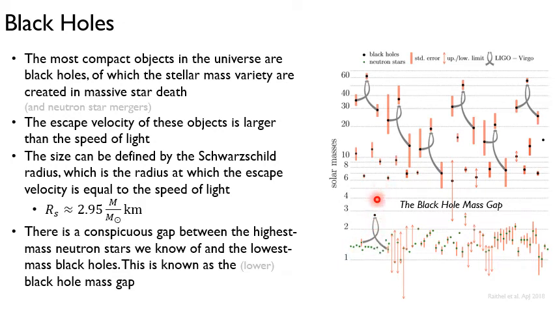You'll notice, though, that there's nothing in this region here. So this is called the black hole mass gap, and we still don't exactly understand why this gap is here and how far the gap should extend. We don't know what the highest mass neutron star you can have is, and we don't necessarily know the details of why there's this gap here, which is kind of cool.